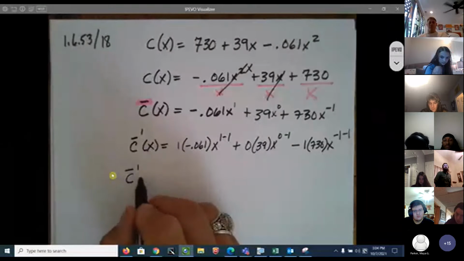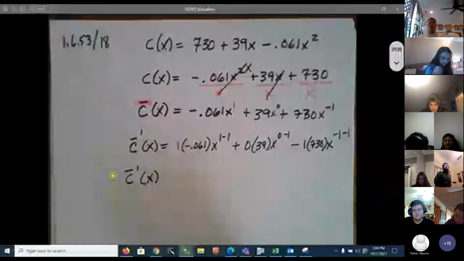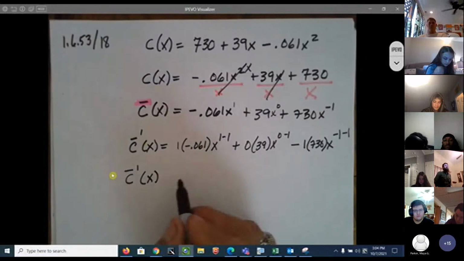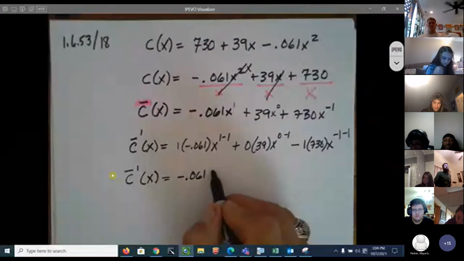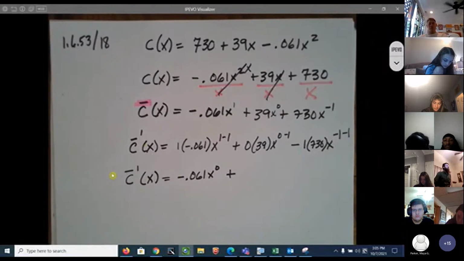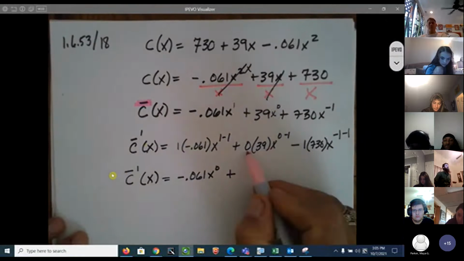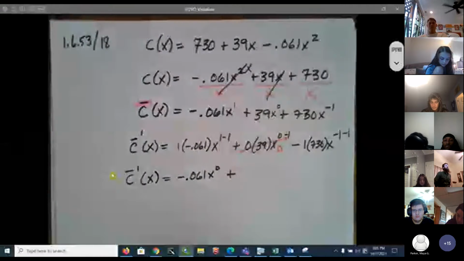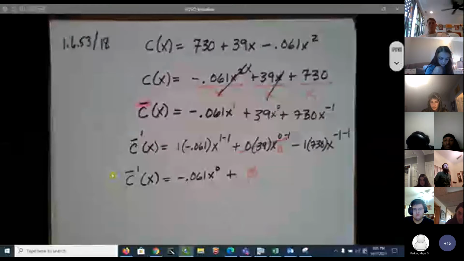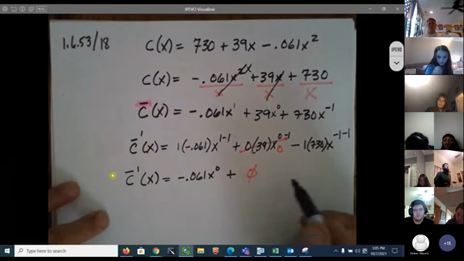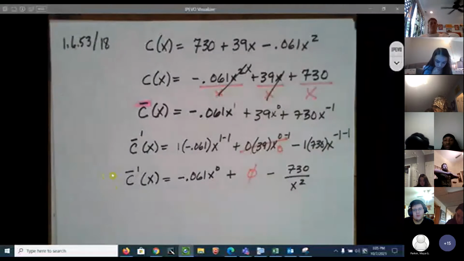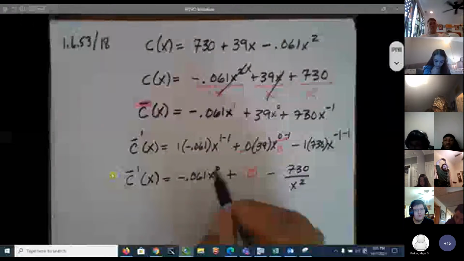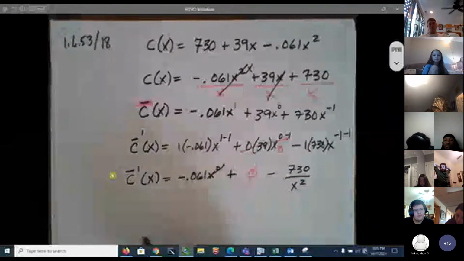And c hat prime is equal to negative 0.061 x to the 0 plus, and of course we all know what happens to constants when you take the derivative of a constant. It goes to 0. And then minus 730 over x squared. And that goes out. So there's your formula.